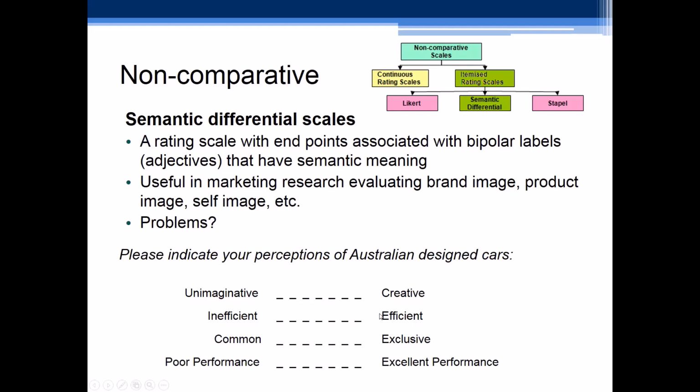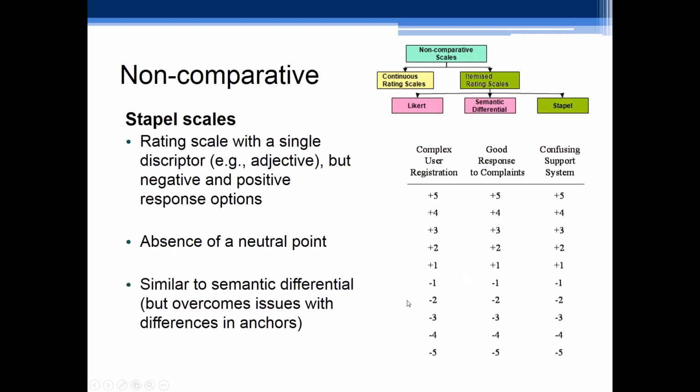One of the things with a semantic differential that's different to a Likert scale is you can't necessarily average across the scores for these unless it's meaningful. So here, if we're asking people to rate their perceptions of Australian designed cars, taking an average and saying people have a 3.2 perception doesn't immediately make sense. So sometimes they're rated or looked at independently.